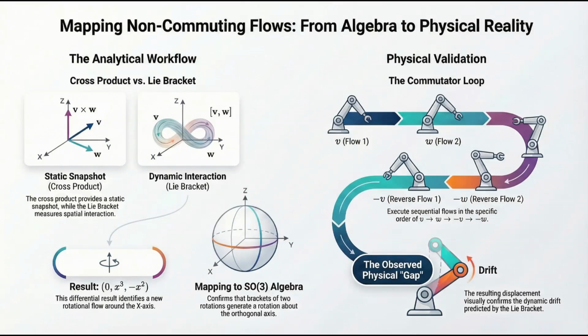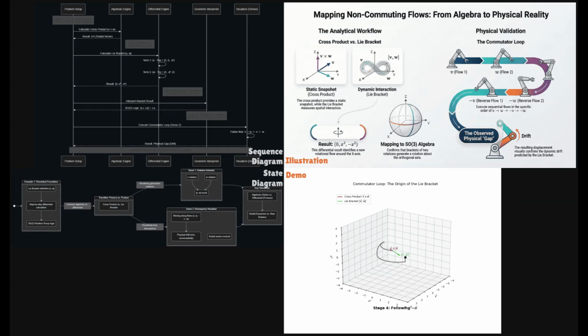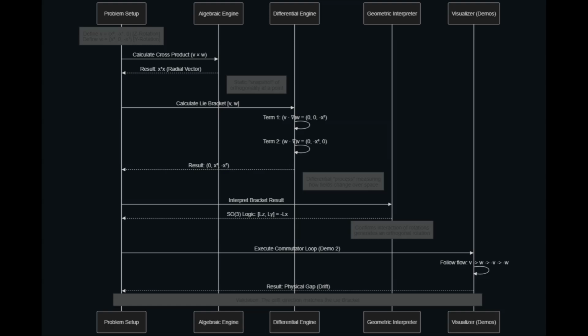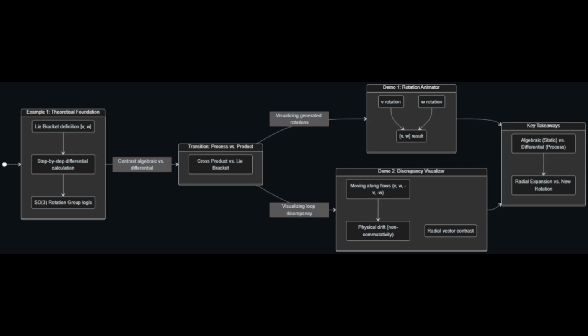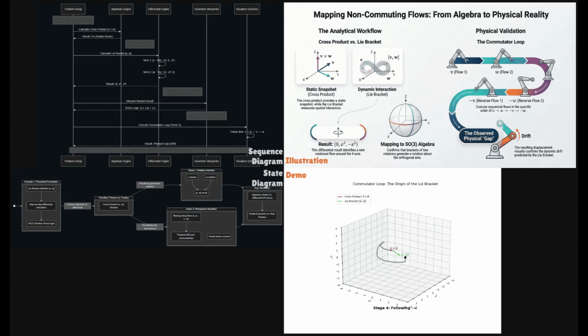The derivation sheet explores the transition from abstract geometric theory to the physical reality of how objects move and interact in space, focusing on the distinction between static snapshots and dynamic processes. This journey is structured through two primary conceptual maps: a state diagram and a sequence diagram. The state diagram, a path to visual verification.